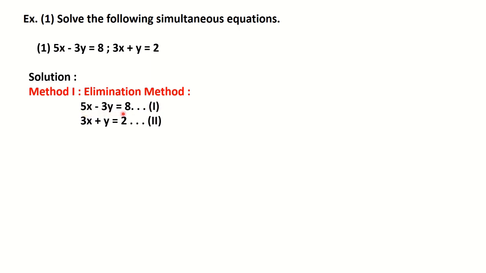5x minus 3y is equal to 8, equation number 1. And 3x plus y is equal to 2, equation number 2. Now here, elimination method. Elimination means what? We have to eliminate any one variable, either x or y. And we are going to eliminate it by either adding or subtracting. And for that, we have to observe the coefficients of the variable here. To add or subtract and to get it eliminated, the coefficients must be the same.